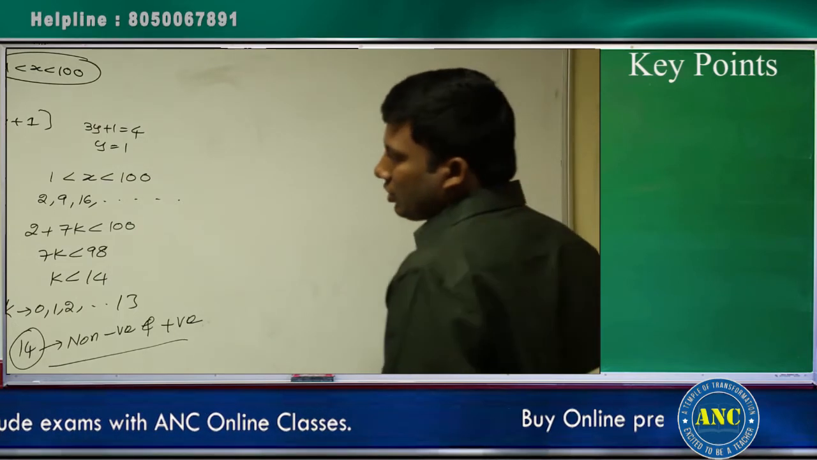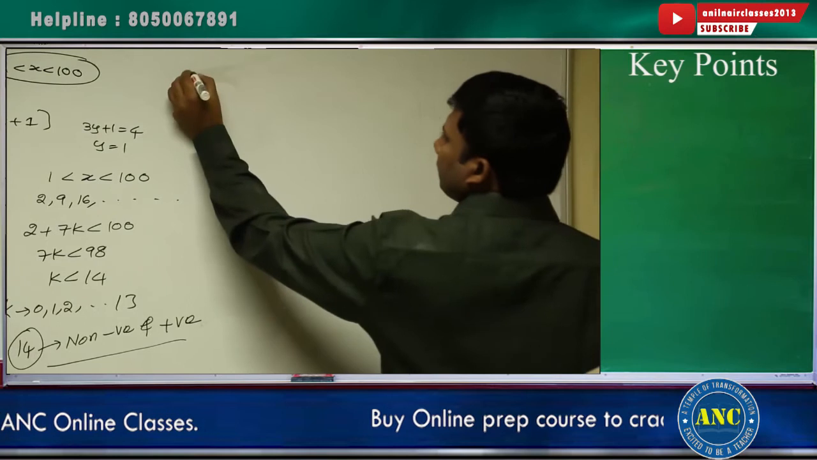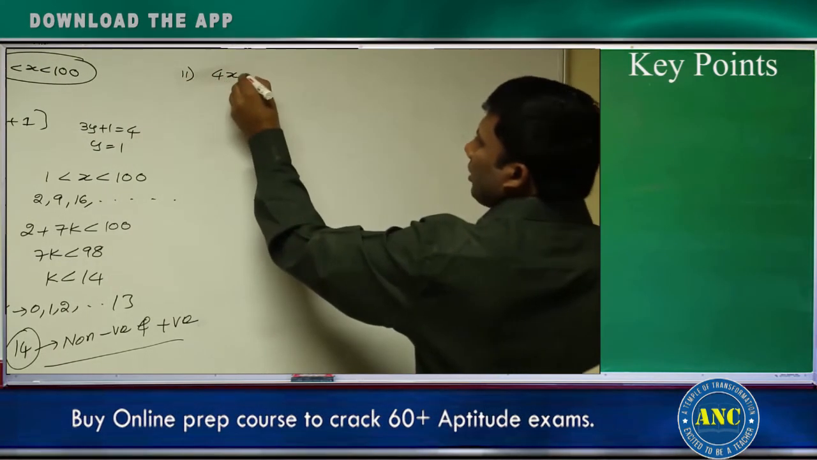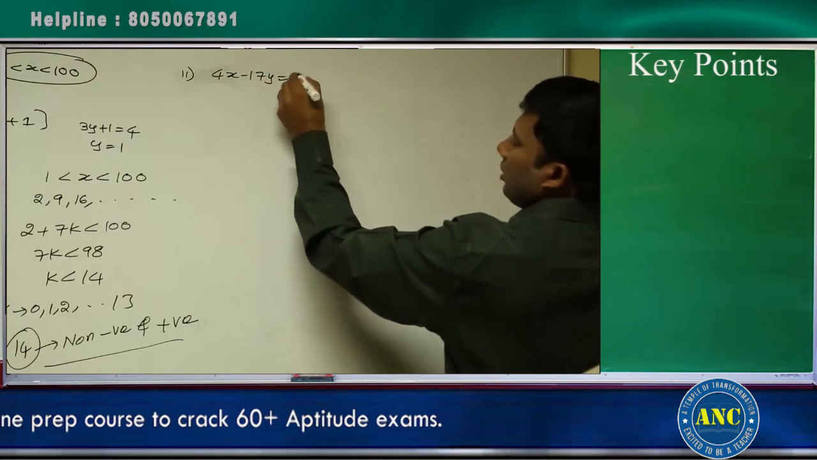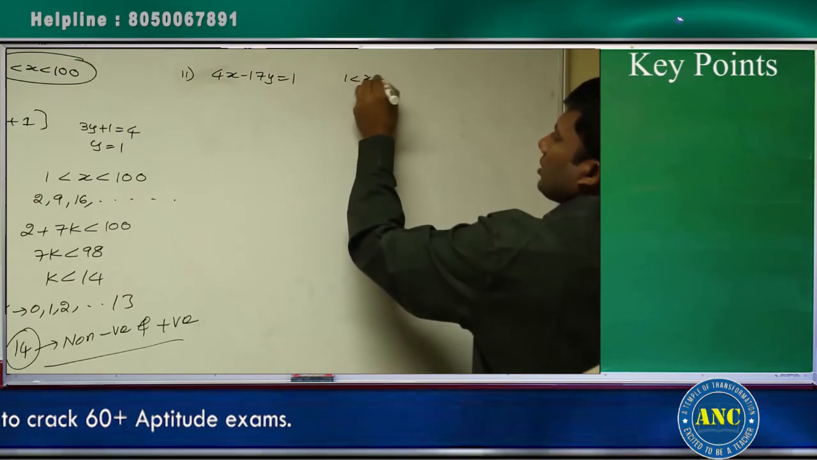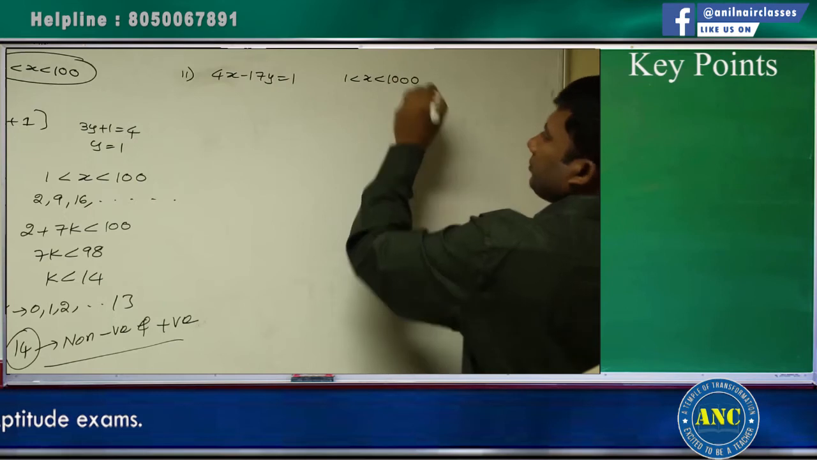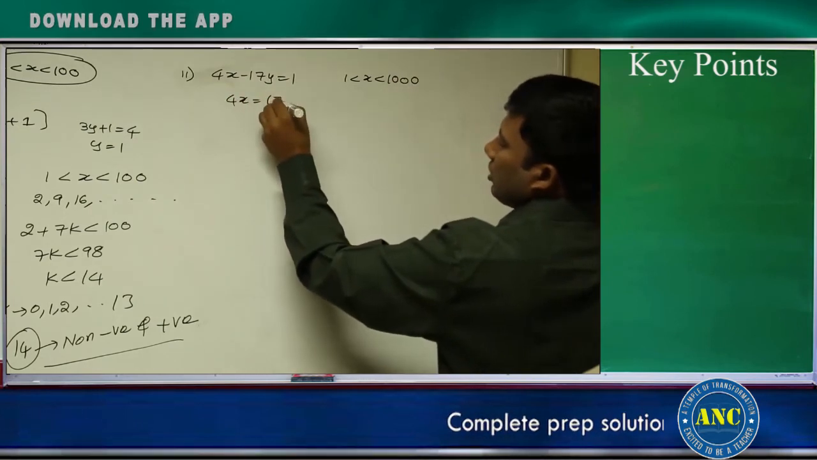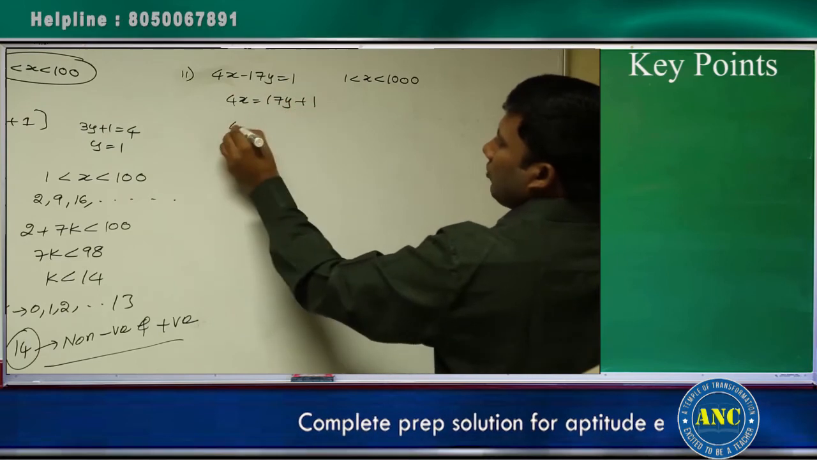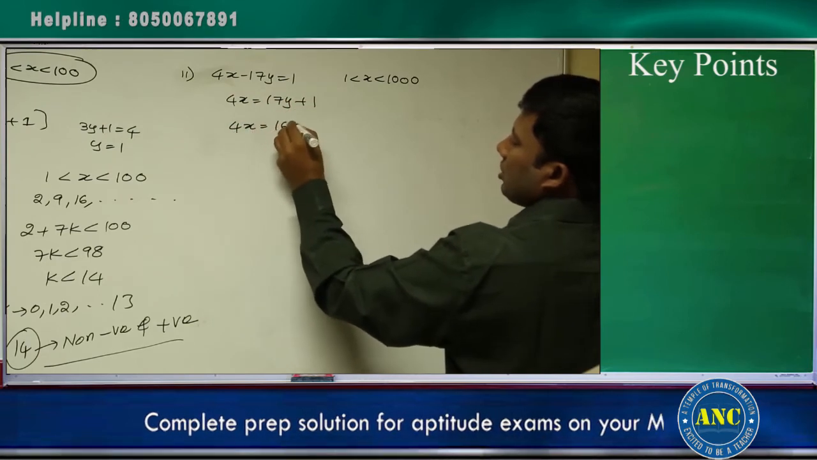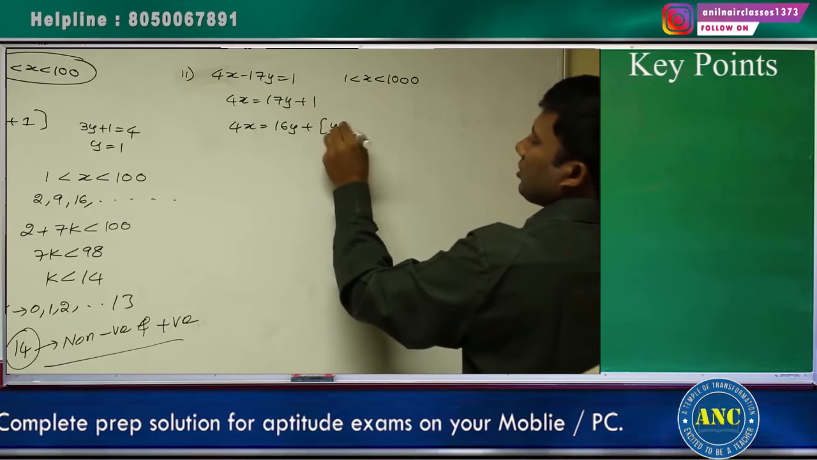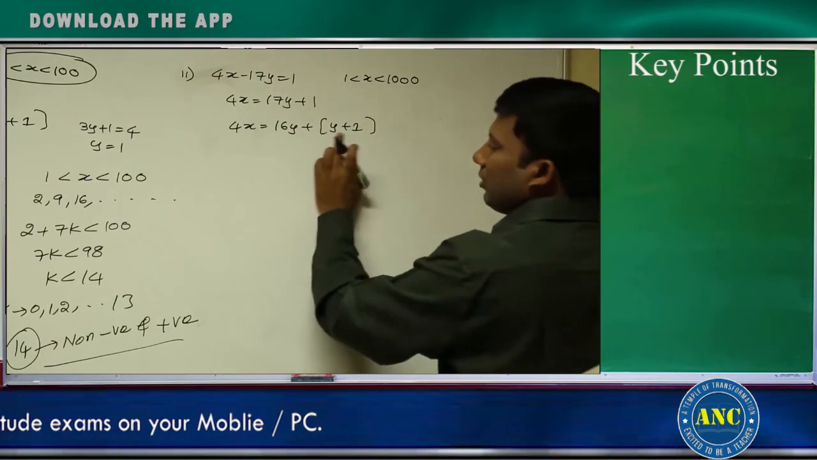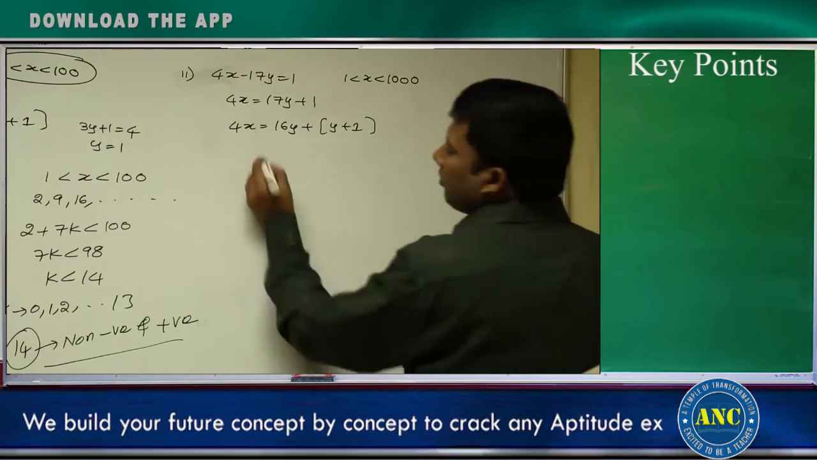Clear? Let us solve the 11th one. 4x minus 17y is equivalent to 1, with 1 less than x less than 1000. So this will be 4x equivalent to 17y plus 1, which is 4x equivalent to 16y plus y plus 1. 16y is divisible by 4, so y plus 1 is divisible by 4.